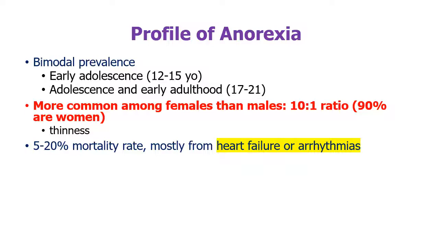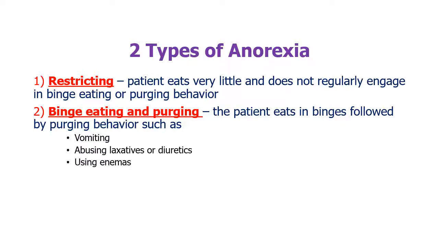Now, when it comes to prevalence, of course, anorexia is more common amongst females than males, and is actually a pretty high ratio of 10 to 1. When it comes to mortality, the majority of the deaths associated with anorexia are going to be caused by heart failure and arrhythmias, and we're going to get into some of those reasons here in a few minutes. As you probably should know by now, the two types of anorexia nervosa are the restricting type, as well as the binge eating and purging type.